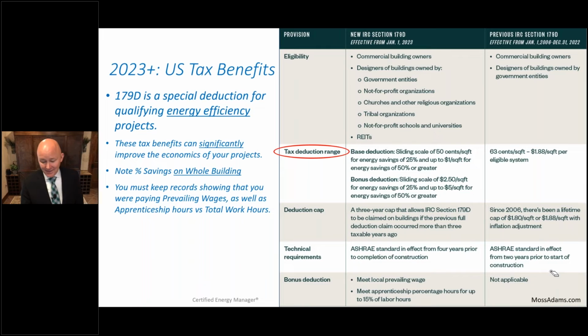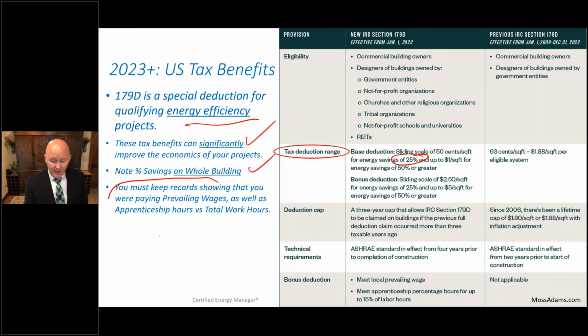Anyway, a couple of other caveats. Got to be at 25%. Anywhere between 25 and 50%, you have this sliding scale, okay? It's basically $1 per 10% on square foot savings. So I'll go through that. A couple of other things. It's a deduction for energy efficiency. You can't get this one for renewables. It has to be the whole building.